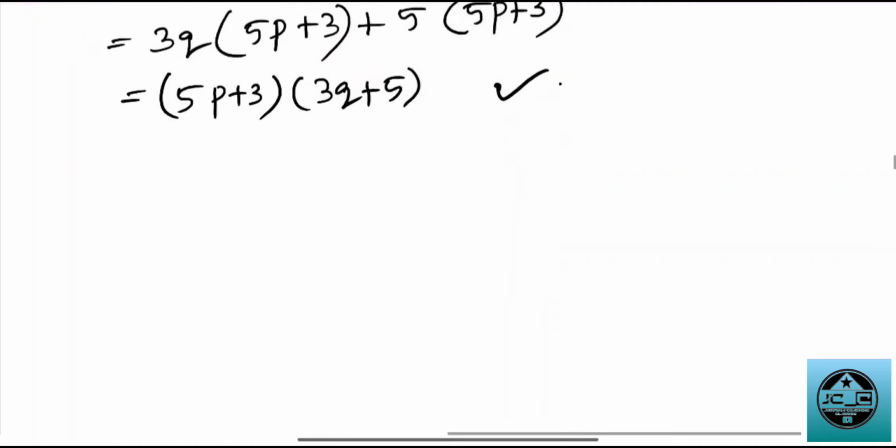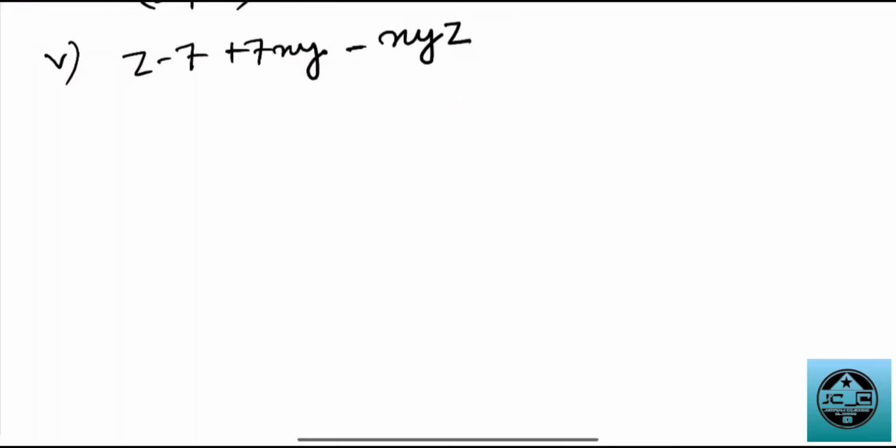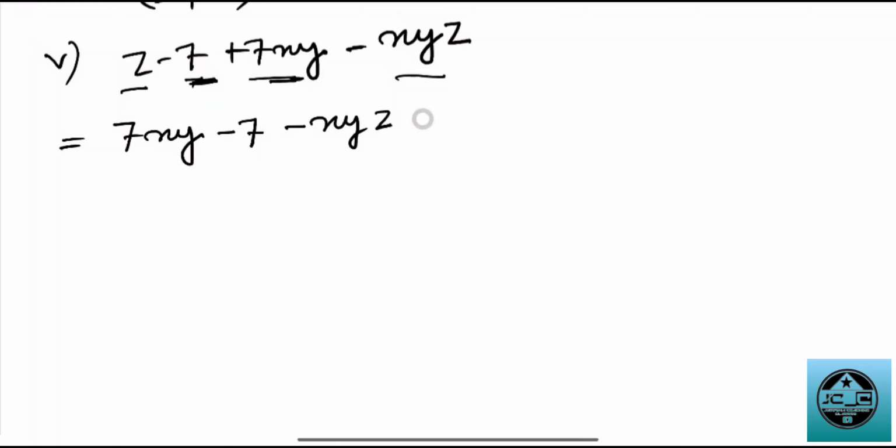Okay, without any delay let's move to the next one. The fifth one is z minus 7 plus 7xy minus xyz. Clear? Okay. Now you look at this, z minus 7, 7xy, xyz, right? So 7, 7, similarity is more, right? So complete rearrangement is needed. First write 7xy minus 7, again minus xyz plus z.